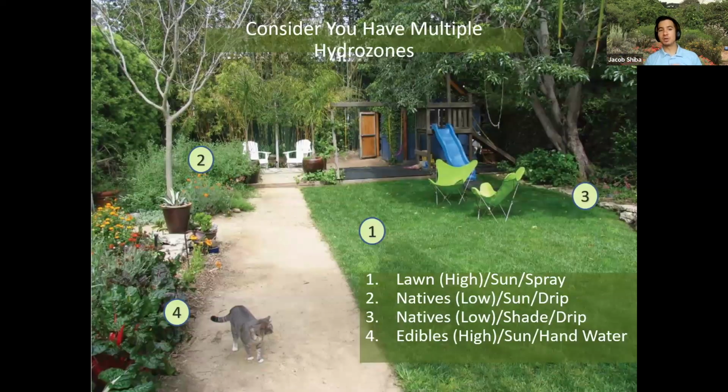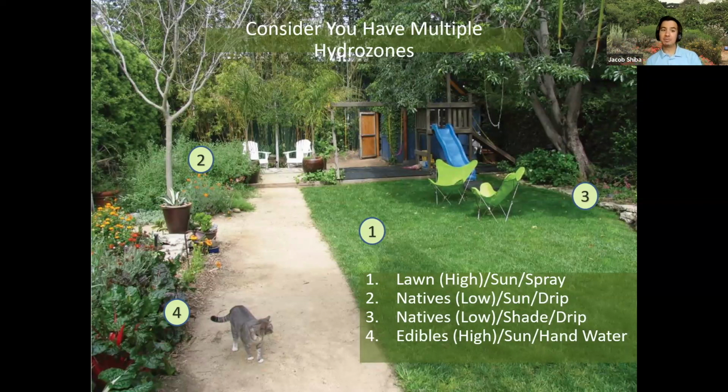Another thing to consider when you're selecting where you want to put these plants is your hydrozones. What we mean by hydrozone is that we are grouping plants of similar water need together. So in this example, we've got 4 different hydrozones. The first is going to be our lawn. It's our grass. This is the cool season grass, so it's a high water user. It's an area of full sun, and it's being watered with, say, spray sprinklers.